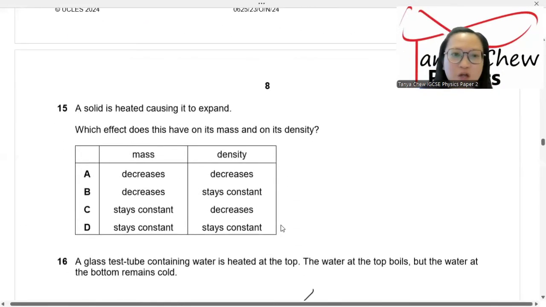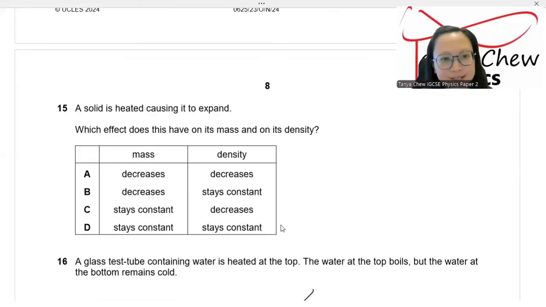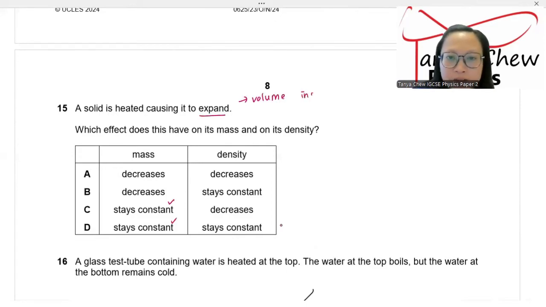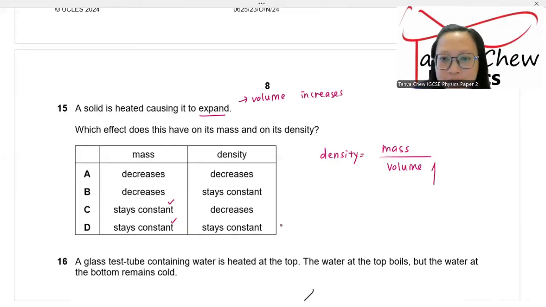Now, question number 15, a solid is heated, causing it to expand, getting bigger. Which effect does this have on its mass and on its density? When a solid is expanding, the number of particles in the solid stays the same. That is why the mass will stay constant. But expands means volume increases. Back to the definition of density: density is defined as mass per volume. Since the volume increases, the density would have to decrease. C is the answer.